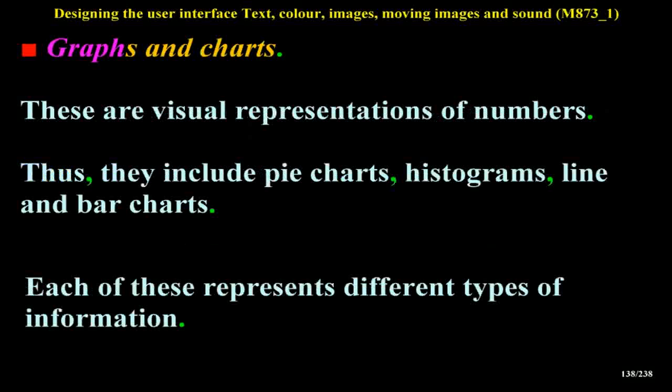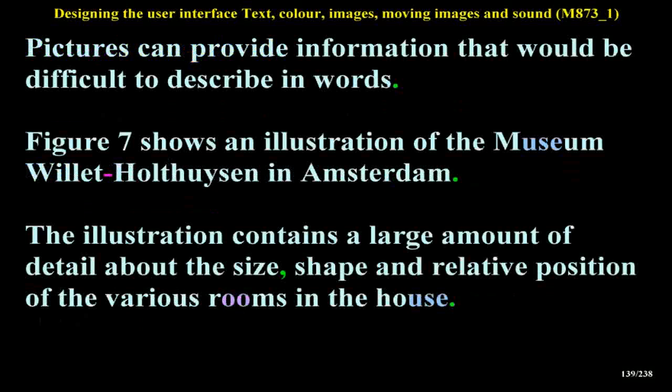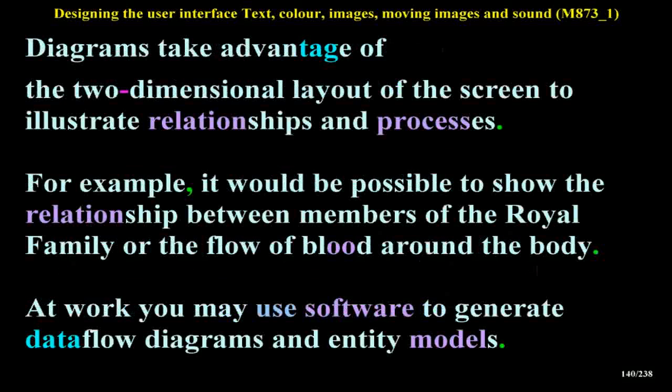Graphs and charts. These are visual representations of numbers. Thus, they include pie charts, histograms, line and bar charts. Each of these represents different types of information. Pictures can provide information that would be difficult to describe in words. Figure 7 shows an illustration of the Museum Wildhuizen in Amsterdam. The illustration contains a large amount of detail about the size, shape and relative position of the various rooms in the house.